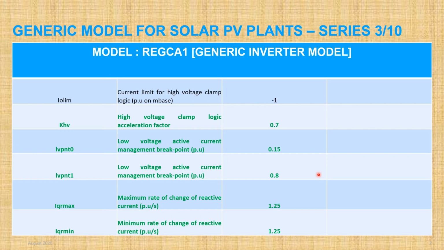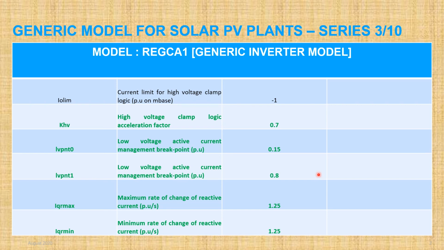So if the grid code says that you have to withstand 0.8 per unit voltage for 3 seconds, then you have to set LVPNT1 as 0.8. If the grid code says that you have to withstand 0.15 per unit for 300 milliseconds, then you have to set LVPNT0 equal to 0.15. In some grid codes you can find that they want the injection, meaning the response from the inverter, from the very beginning, so at 0 per unit voltage. In that case it will not be 0.15, it will be 0. So likewise, you have to set these parameters.